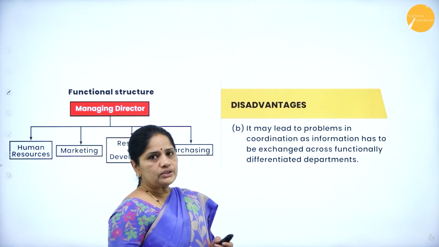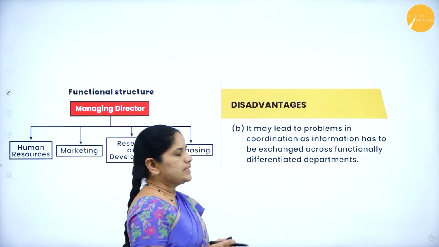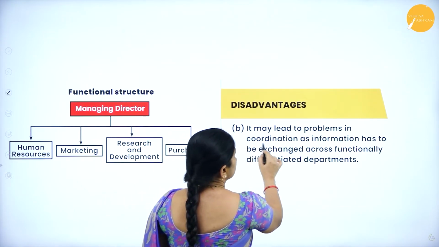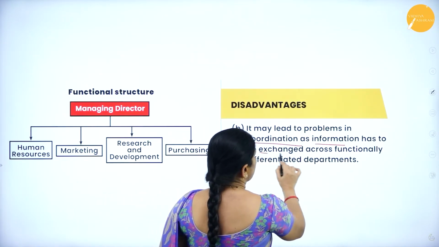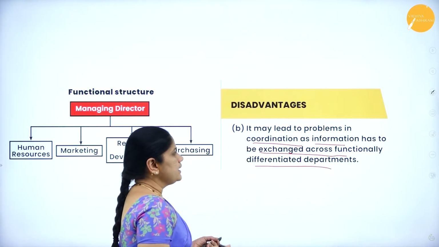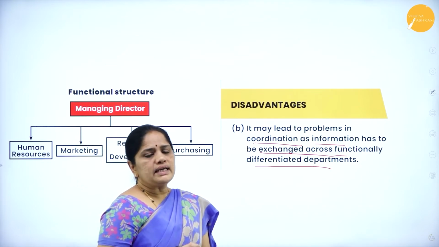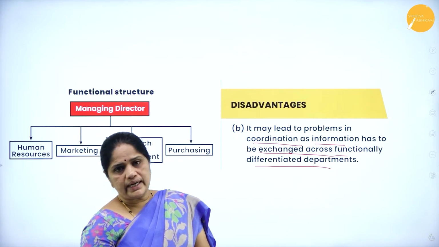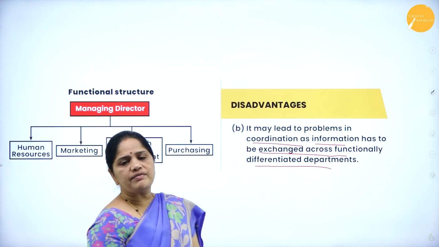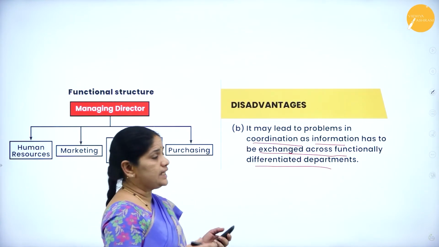Then looking into the second disadvantage, what does it tell us? It tells us that it leads to problems in coordination as information has to be exchanged across functionally differentiated departments. So there may be problems of coordination among the departments because each department is functionally different from each other.